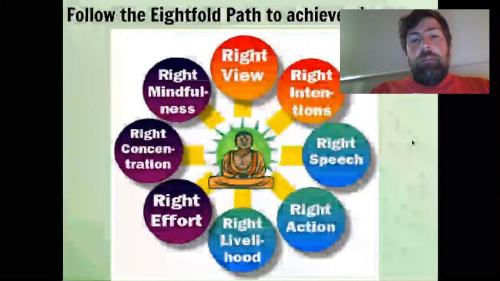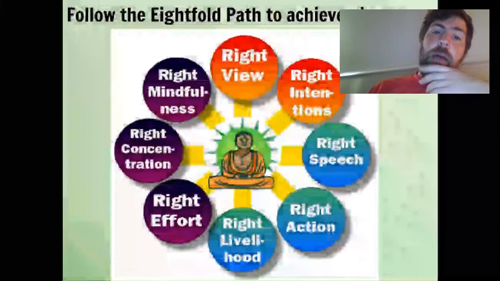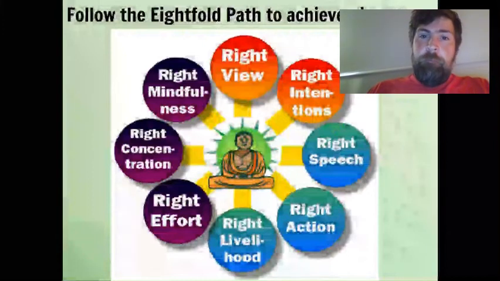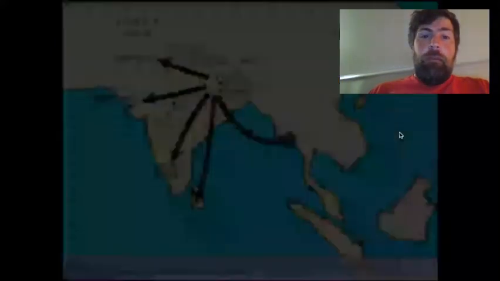He believed that people needed to follow an eightfold path, that there were 8 general things that people needed to do in their lives in order to achieve nirvana or enlightenment. And then if you did these things, which are on the screen here, right view, right intentions, right speech, right action, right livelihood, right effort, right concentration, and right mindfulness, and if you lived your life that way, then you could achieve enlightenment and you didn't have to wait.